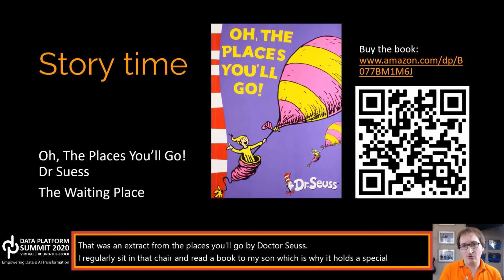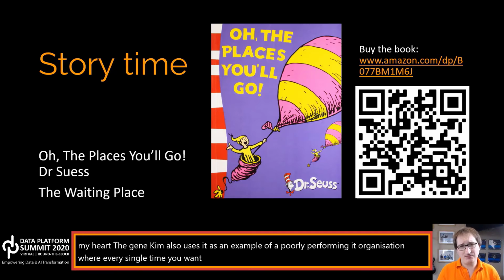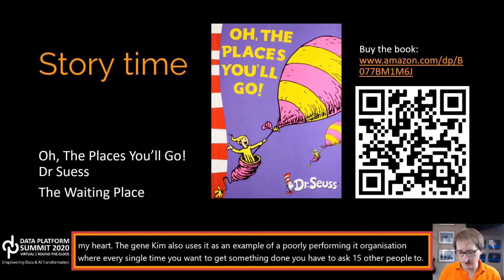But Gene Kim also uses it as an example of a poorly performing IT organisation, where every single time you want to get something done, you have to ask 15 other people to do something for you. And this causes huge delays.